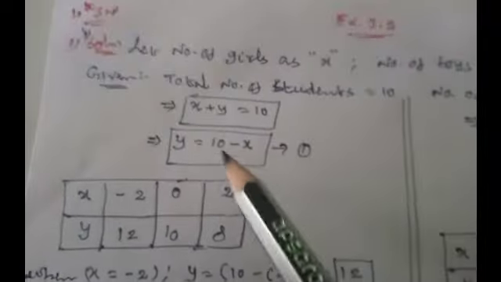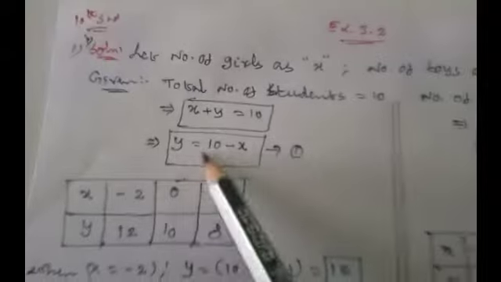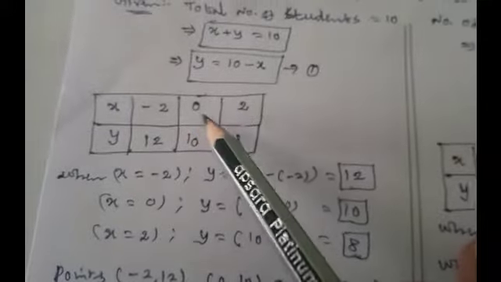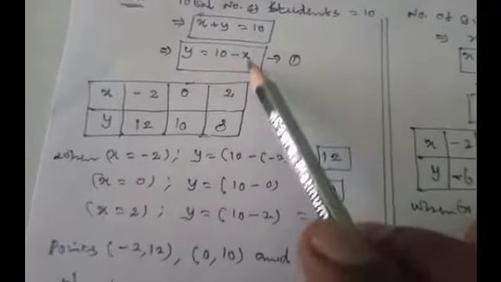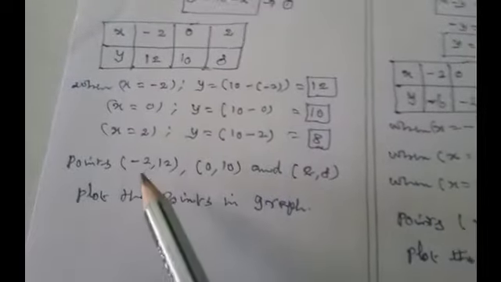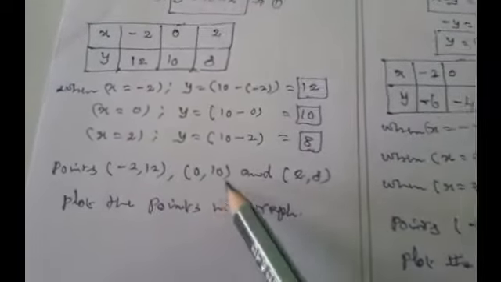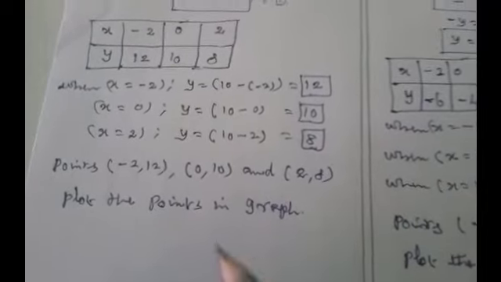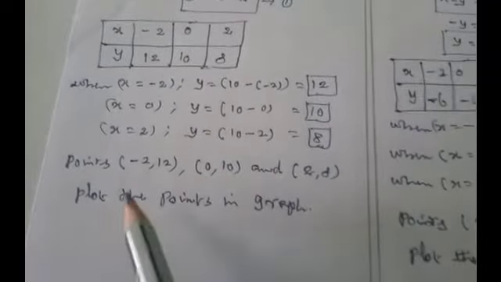Now let us come over to equation number 1. So y is equal to 10 minus x. Now for this we have to frame the table, that is 0, plus 2, minus 2, and we have to substitute the values for each x over there and fill the table. So the points for the first equation are minus 2 comma 12, 0 comma 10, then 2 comma 8. Now these points have to be plotted in the graph.